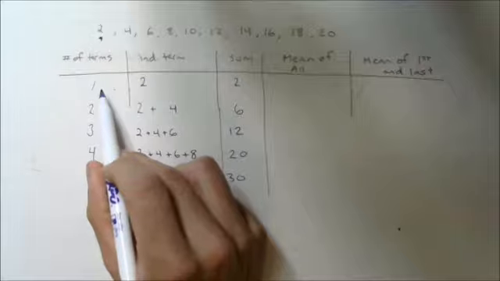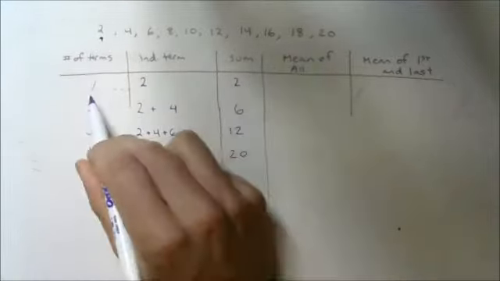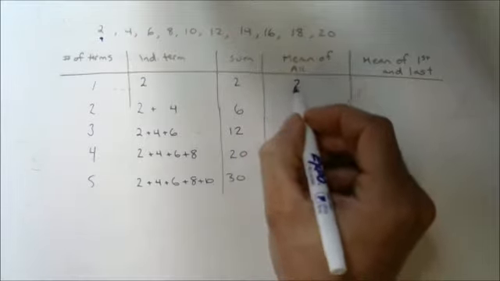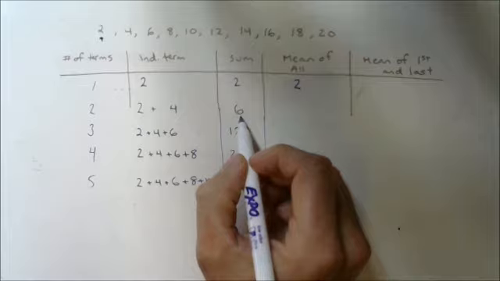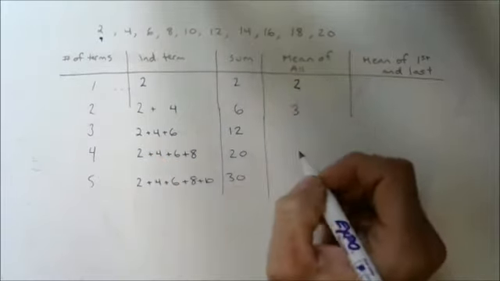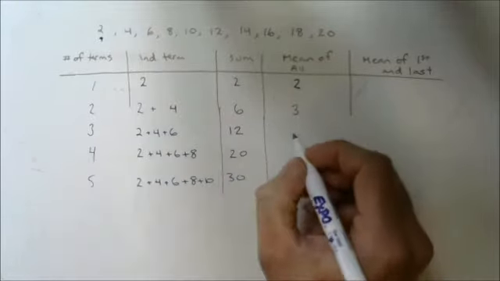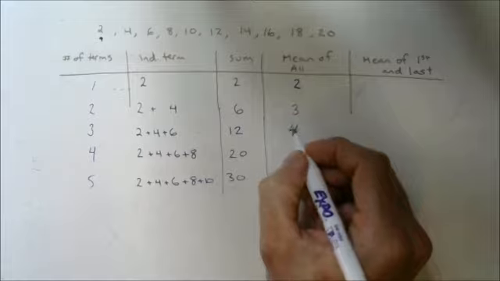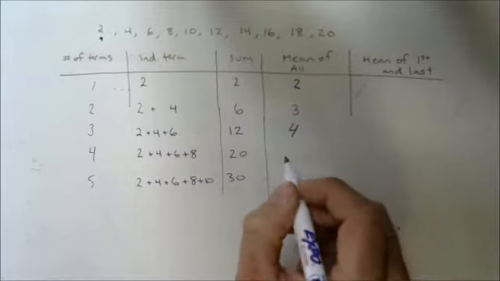Okay? Now, to find the mean, or the average, we're simply taking the sum and dividing it by the number of terms. Okay, so in this case, you have a term value of 2. There's only one term, so the average is 2. If we work down the list here, we have 6 is the sum of the first 2 terms. That gives an average of 3 for each term. 12 is the sum of the first 3 terms. It gives an average of 4 per term.